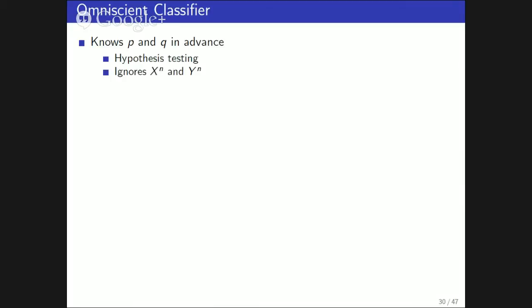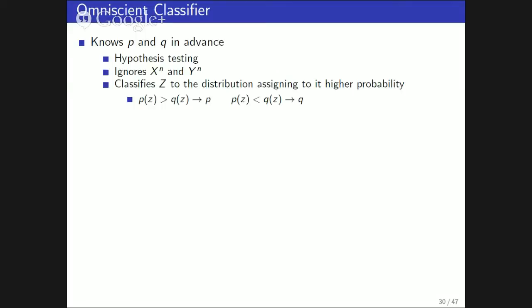And that classifier, of course, does not even need to look at Xn and Y, because the only purpose of Xn and Y is to learn the distributions. But here you know them already, so they'll just confuse you if you look at them. So what will this classifier do? I have two distributions that I know, P and Q, and I get a sample Z. I'm asked, according to P or according to Q, what should I do? The one that gives it the higher probability, right? That's clear. So this omniscient classifier classifies to the distribution that assigns to it the higher probability. In other words, if P of Z is bigger than Q of Z, then you classify to P. Otherwise, you classify to Q.